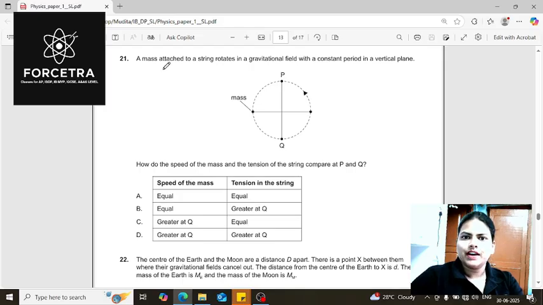21st question. A mass attached to a string rotates in a gravitational field with a constant period in a vertical plane. How do the speed of the mass and the tension of the string compare at P and Q?